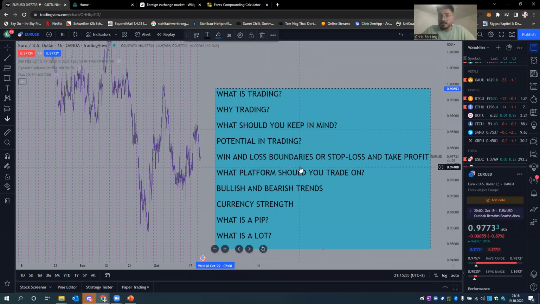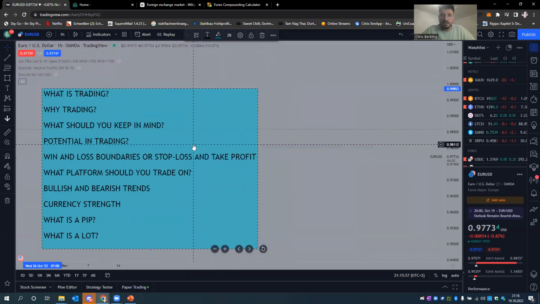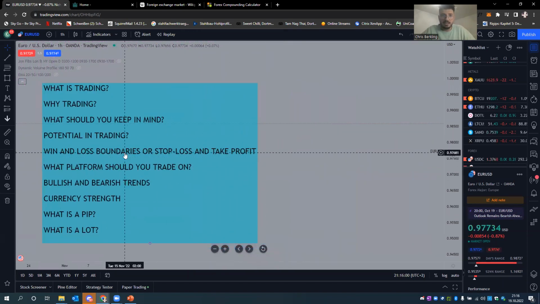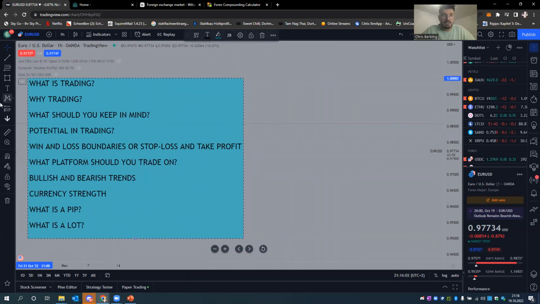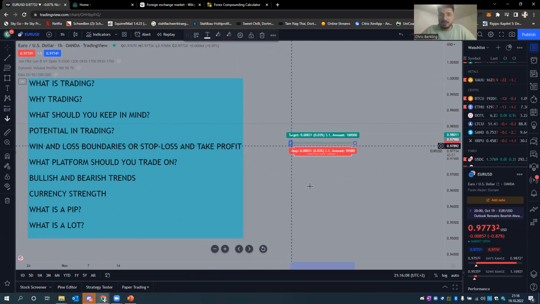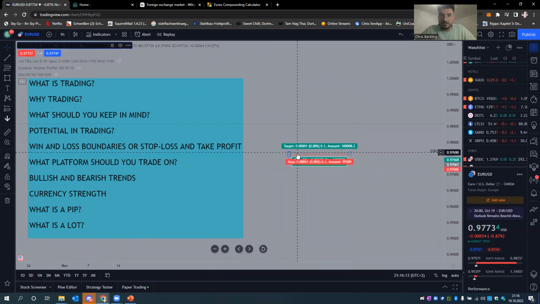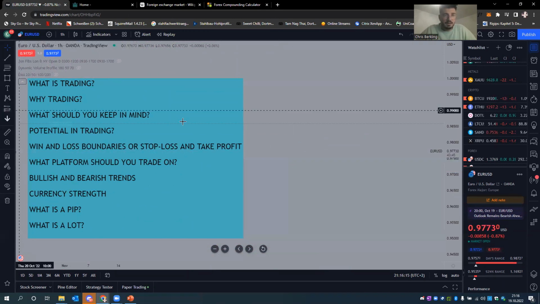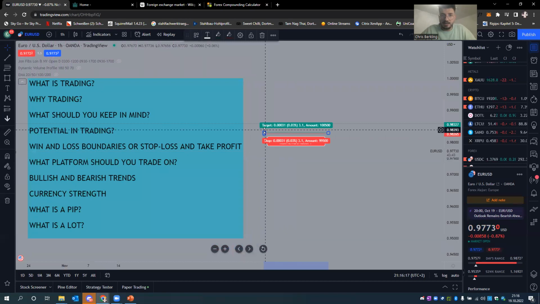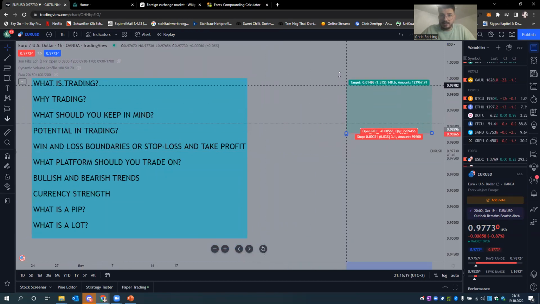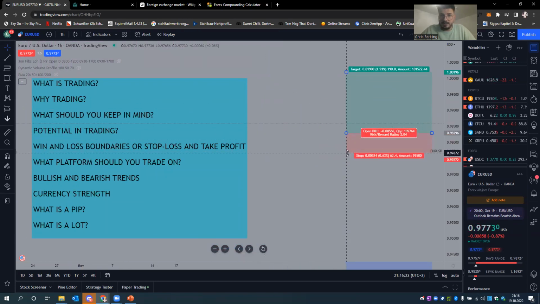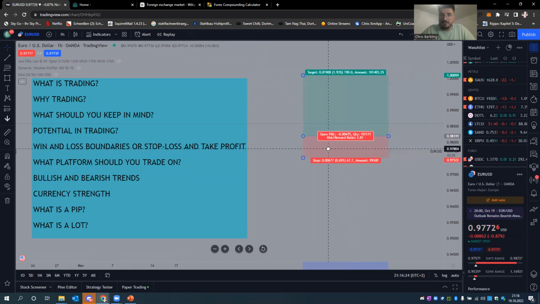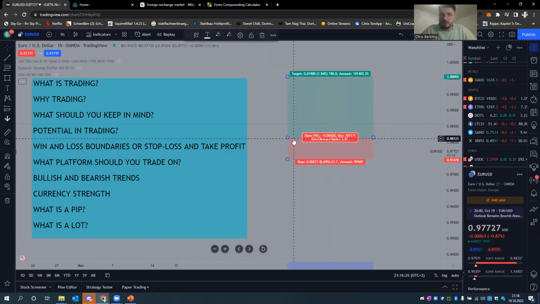Next thing is win and loss boundaries. So when you enter a trade, you should keep in mind that there's 2 things that you can do with trading. You can either have a long position where you buy when the currency is rising. You make money betting on that the currency exchange rate is rising, and you have a stop loss and a take profit. So in the middle here, you see your entry price.